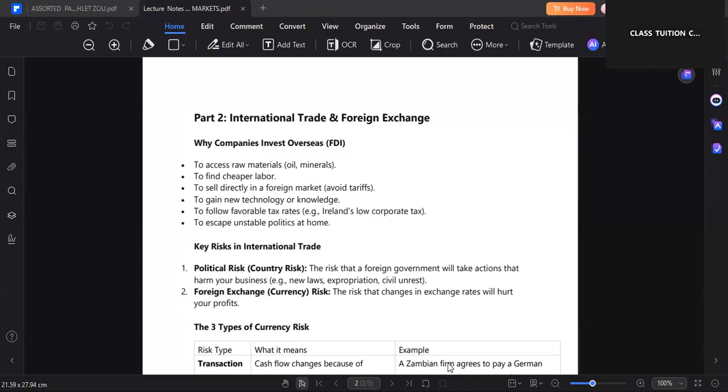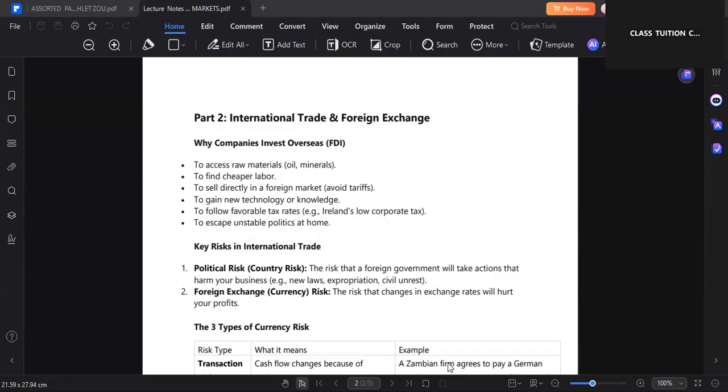So also to access knowledge. For instance, Microsoft set up a research center in Cambridge, England to tap into the local expertise. Also favorable taxes. Sometimes you may want to invest in a foreign market whose taxes are low. And political stability. So before Hong Kong returned to China, many Hong Kong firms invested in Australia and North America to protect their assets.